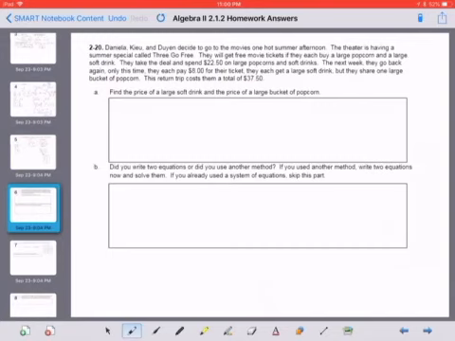Problem number 20 talks about Daniela and Key and Duan going to the movies and them getting a deal. So to do this, I did two different equations. In the first one, it says they'll get free movie tickets if they each buy a large popcorn. So I made the popcorn x, so I did 3x plus they each buy a large soda, 3y, equals $22.50.